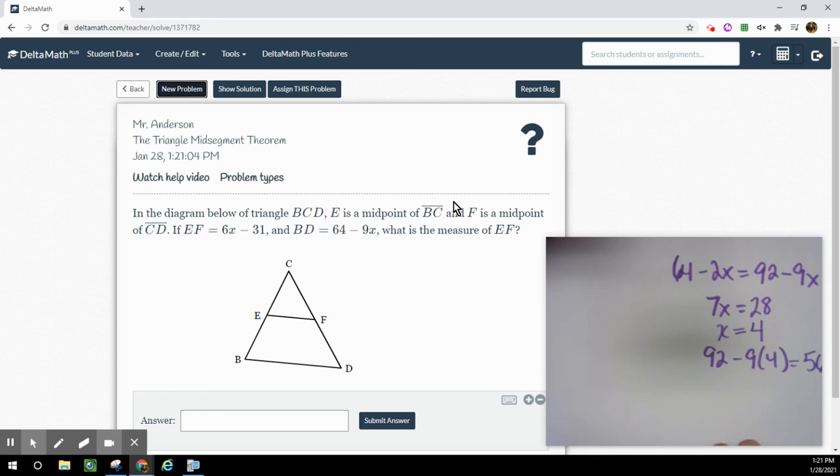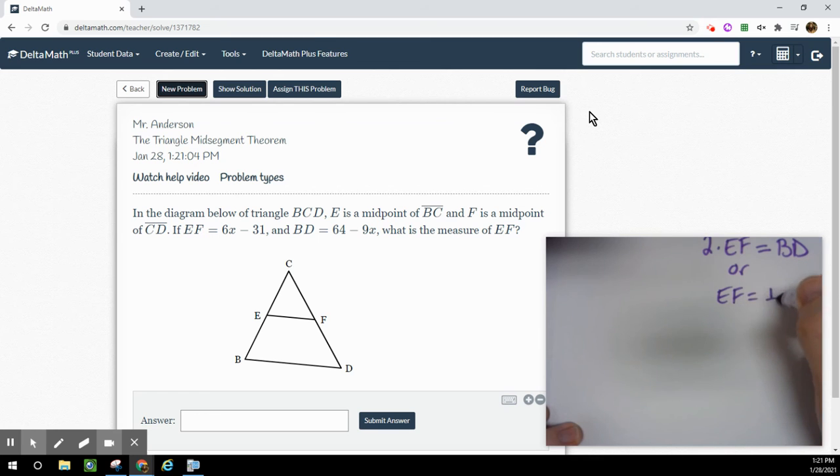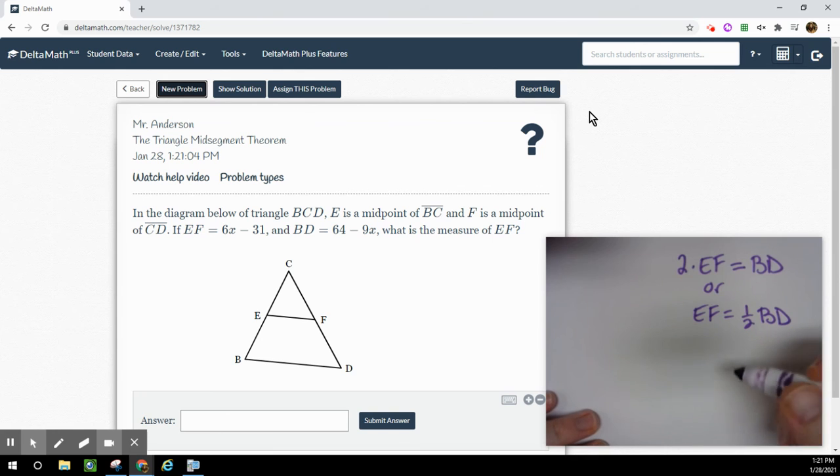In the next question, it says E is the midpoint and F is the midpoint, which makes this a midsegment. EF is 6x minus 31 and BD is 64 minus 9x. And they want to know what EF is. The relationship between these two is that 2 times EF equals BD, or EF is equal to half of BD. And you can use either one of those. I usually prefer to double than to half, but it works either way.